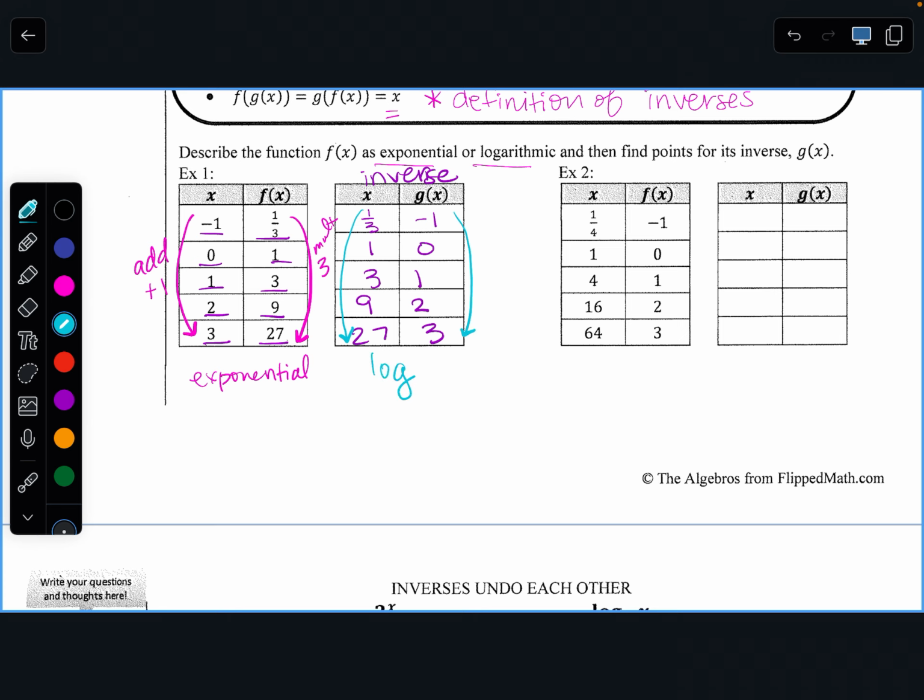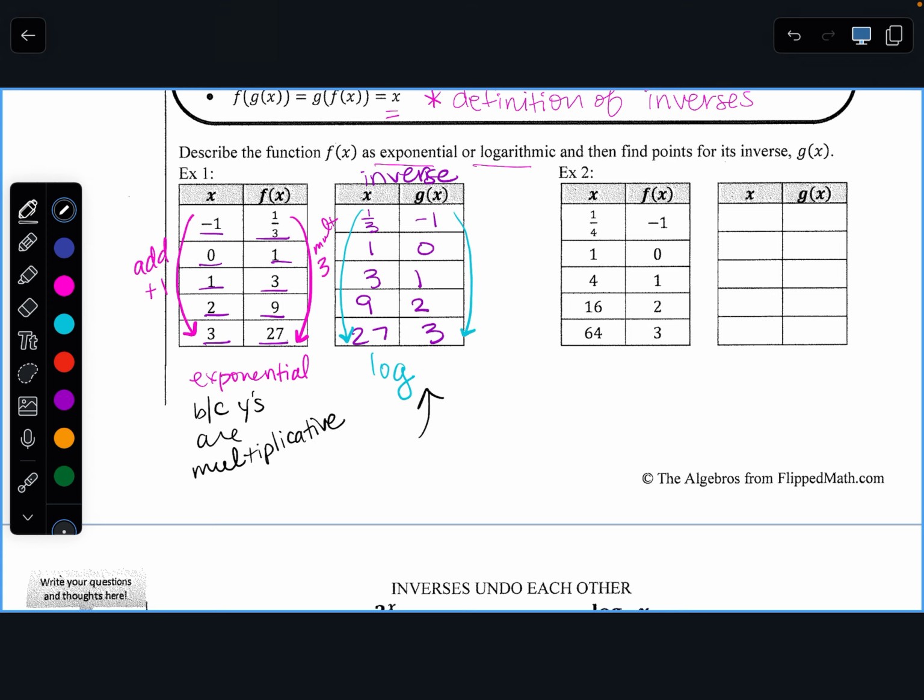And then we want to know how. So let's write how we know. So we know this is exponential because the y's are multiplicative, meaning they're multiplying every time. And then, of course, its inverse is the log. Let's look at example number 2.